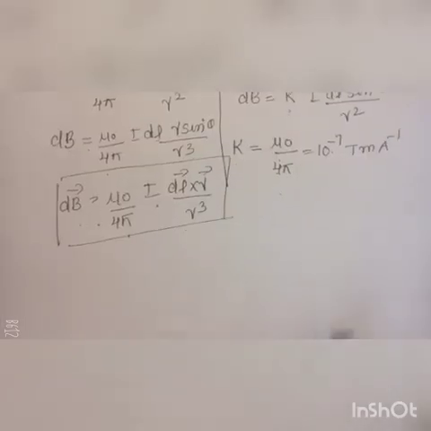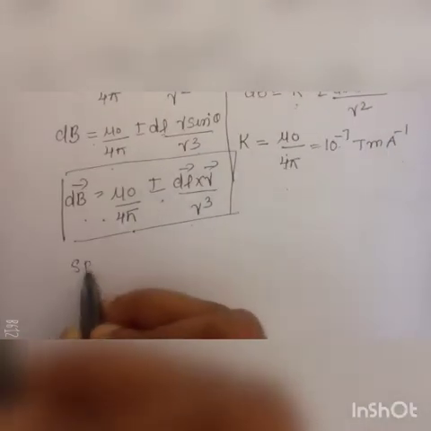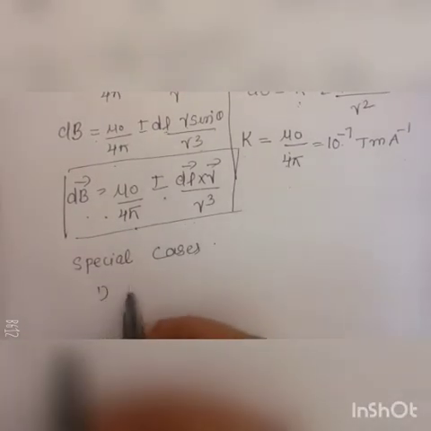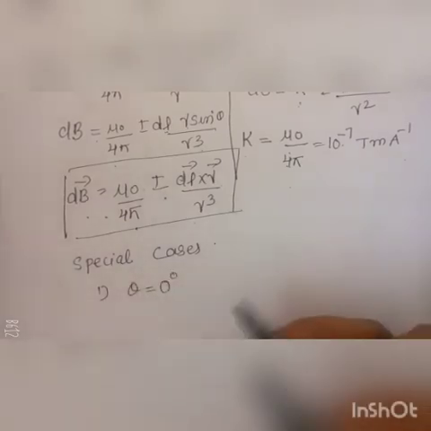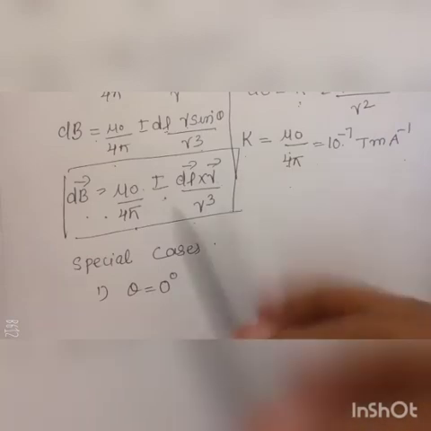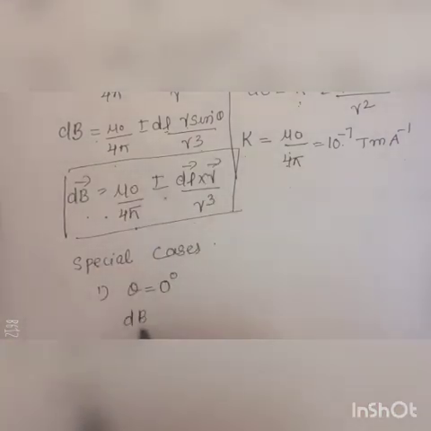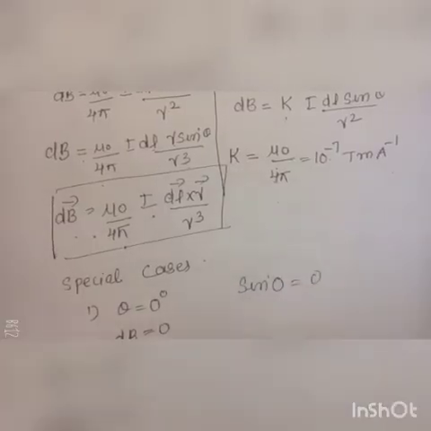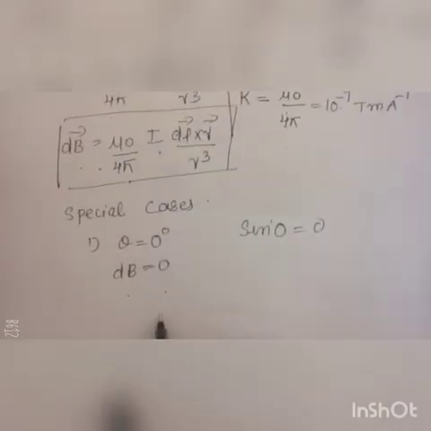Now we will discuss some special cases about the Biot-Savart law. The first case: if theta is equal to 0 degrees, what happens to dB? dB is equal to 0 because sin 0 is 0. That is, the magnetic field is 0 at points on the axis of the current element.